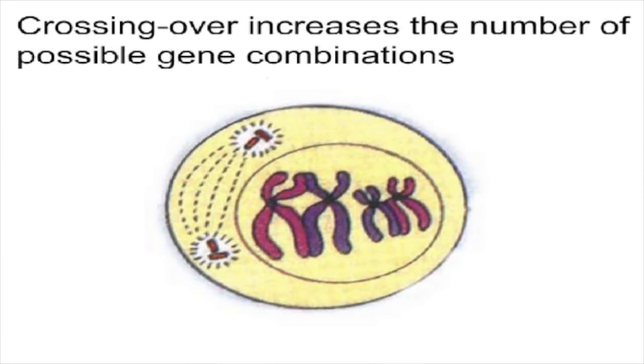So why is crossing over important? After all, it seems quite risky to just mix and match DNA at random and shuffle the genes. It seems like a lot of mistakes could happen, and in fact, sometimes they do. So why would a species want to do this?